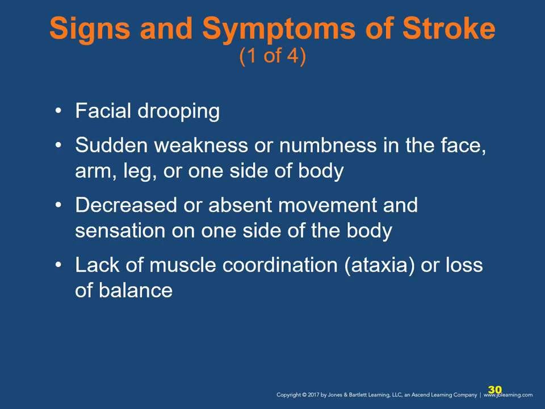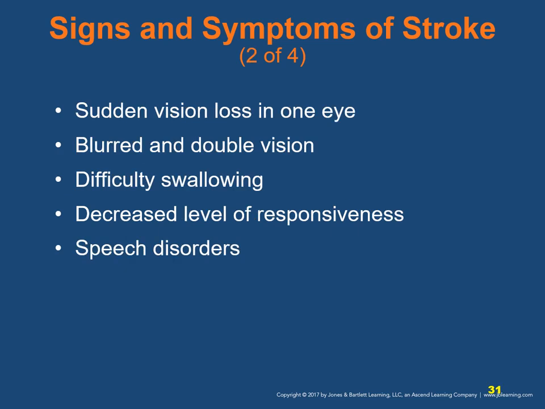Now let's talk about signs and symptoms of stroke. General signs and symptoms include the following: facial drooping, sudden weakness or numbness in the face, arm, leg, or one side of the body, decreased or absent movement and sensation on one side of the body, lack of muscle coordination, ataxia, or loss of balance. The patient may also present with sudden vision loss in one eye or blurred and double vision, difficulty swallowing, decreased level of responsiveness, and speech disorders.